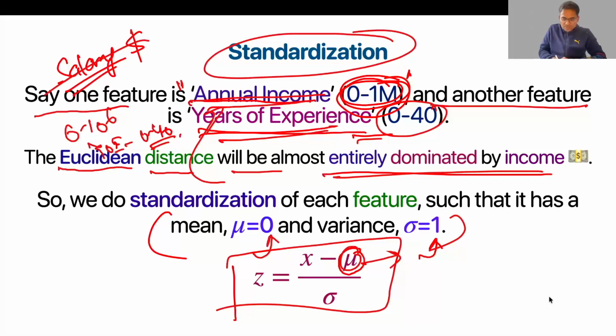That's why we need to standardize them, so that each feature, annual income and years of experience, all of them have the same impact on the final outcome of whatever we are trying to predict.